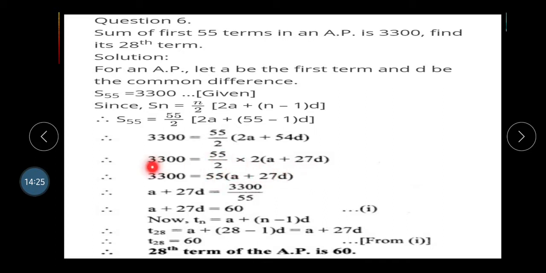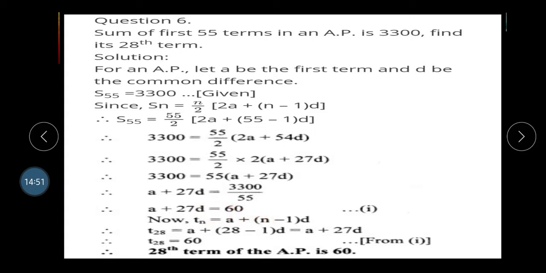So we will be dividing by 55 on both sides of the equation. So we get a plus 27d equal to 3300 upon 55. When you divide 3300 by 55, you will get 60. So a plus 27d is equal to 60. This is your first equation, students. The value of a plus 27d is 60.